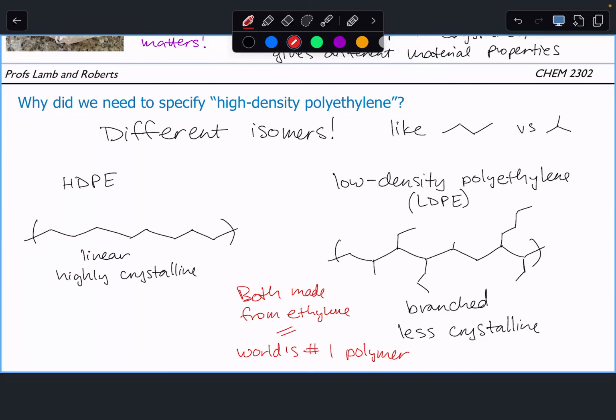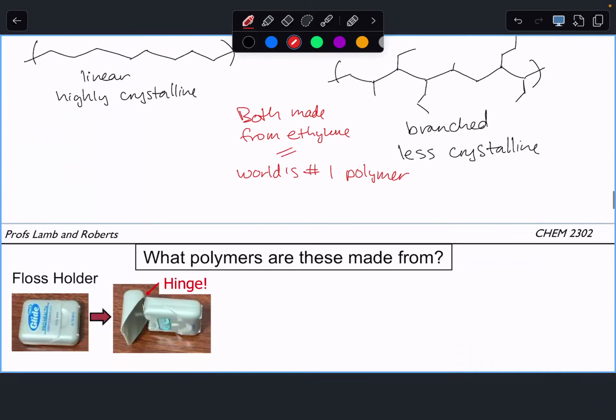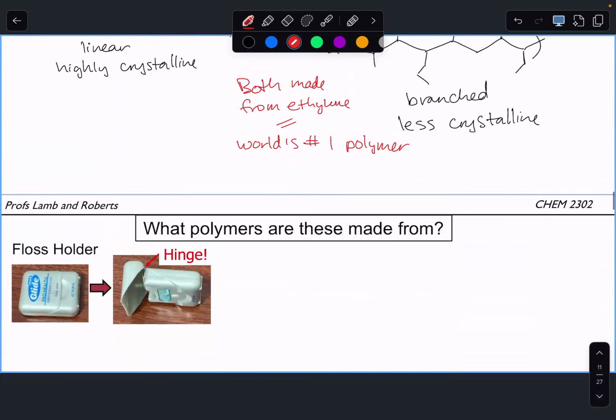The next one I want to talk about is another very common polymer. This is the floss holder. I said that the floss inside of the floss holder is a polymer. Well, the holder itself is also a polymer. And this one is particularly interesting because it has a hinge. You've probably seen plastic hinges on things. This is one example, and Tic Tac type containers also have this. Anything that has a plastic hinge is probably this type of material, which is polypropylene.